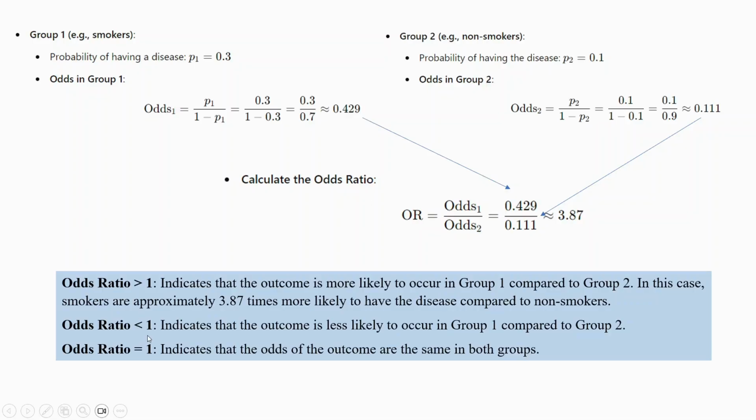If odds ratio is less than 1, this indicates that the outcome is less likely to occur in group 1 compared to group 2. If it is equal to 1, this indicates that the odds of outcome are the same in both the groups.